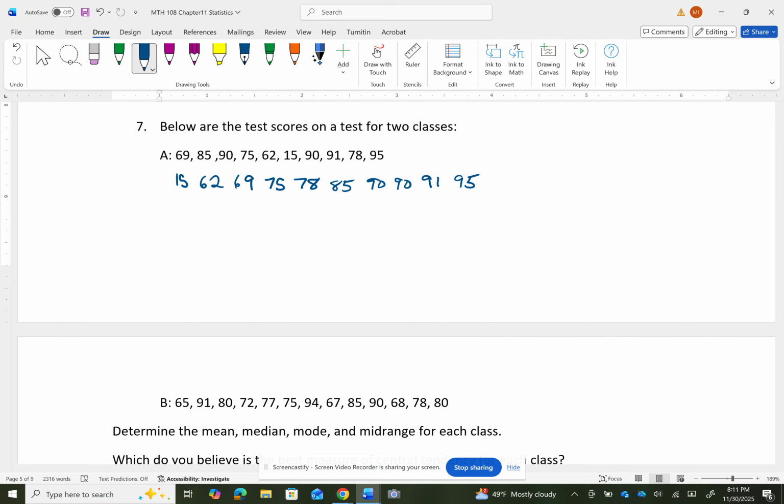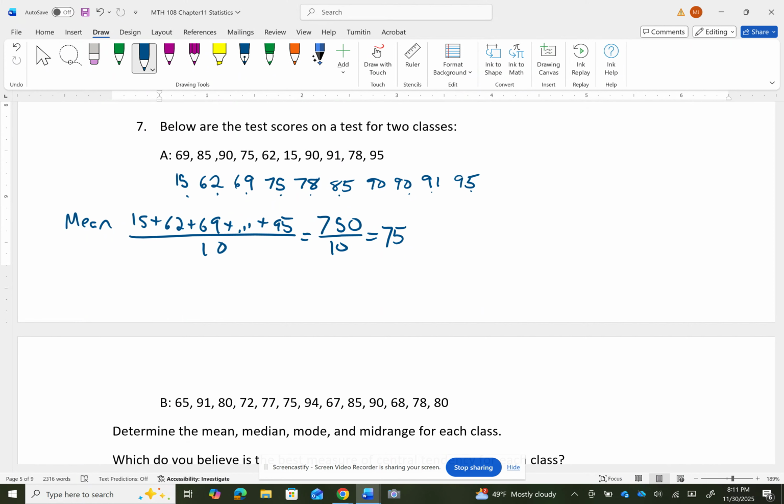Now, I didn't need to do that to calculate the mean. For the mean, I'm just going to add 15 plus 62 plus 69 all the way up to the 95, and when I'm through, I'll hit enter and divide by 10, because there are 10 values in the data set. The top part, when I add them all up, was 750. So dividing by 10, the mean would be 75.